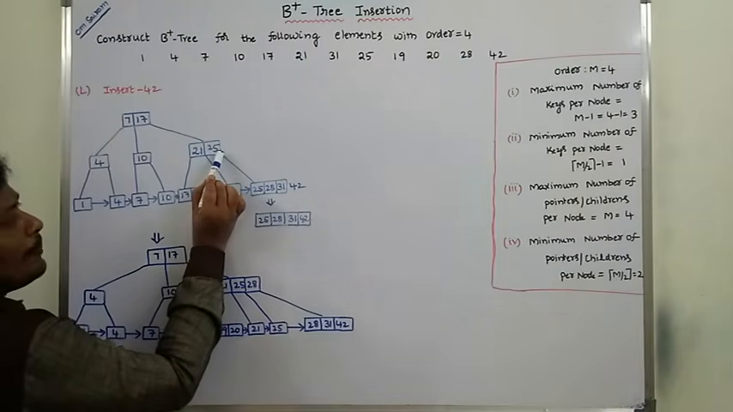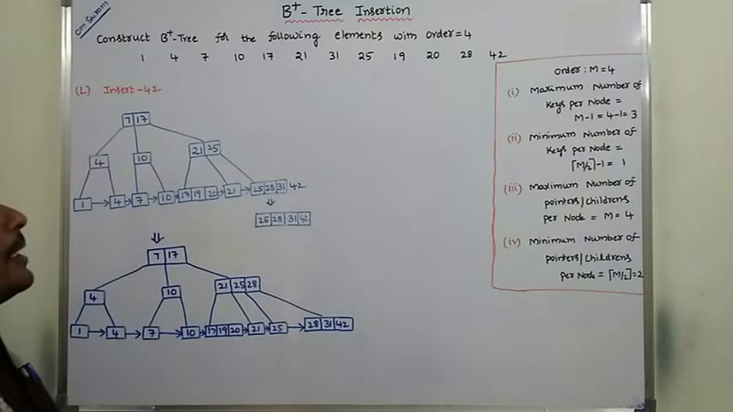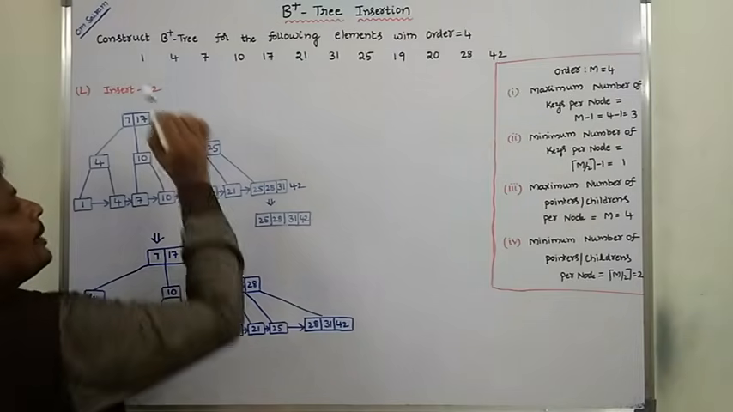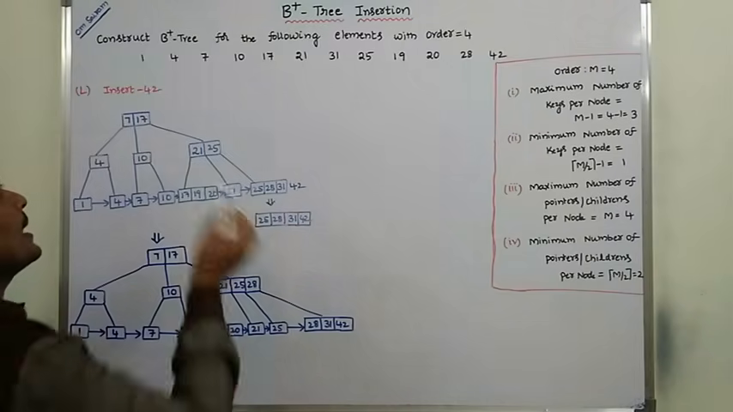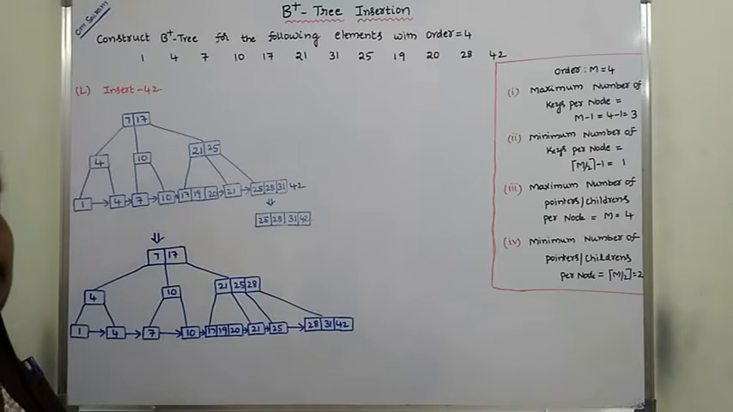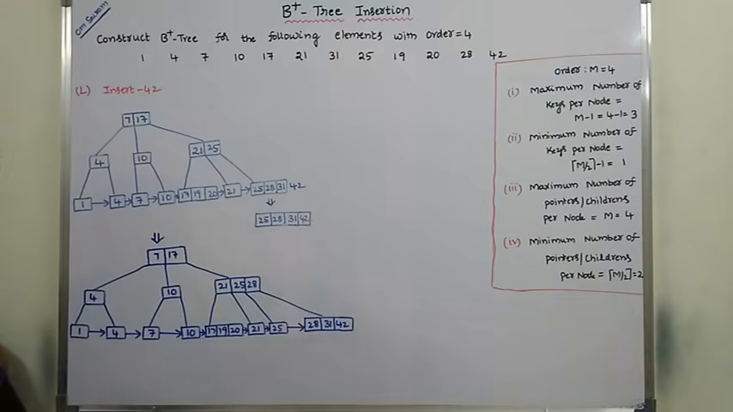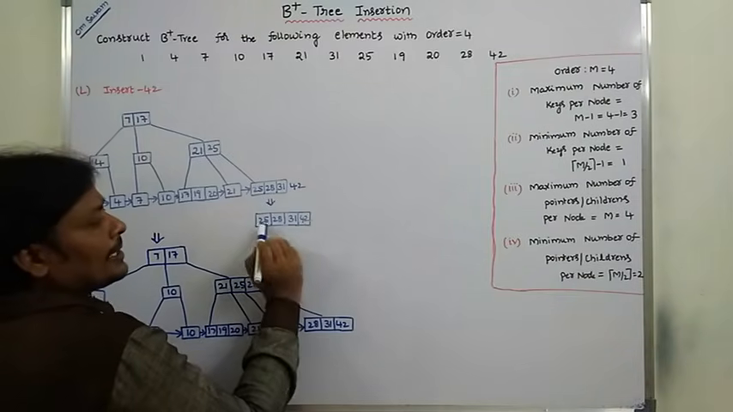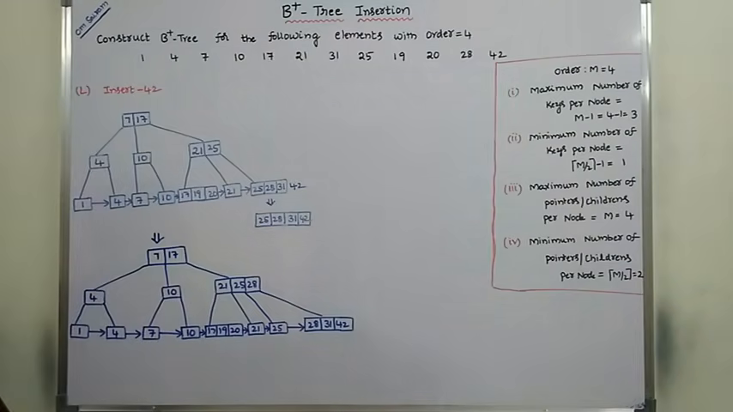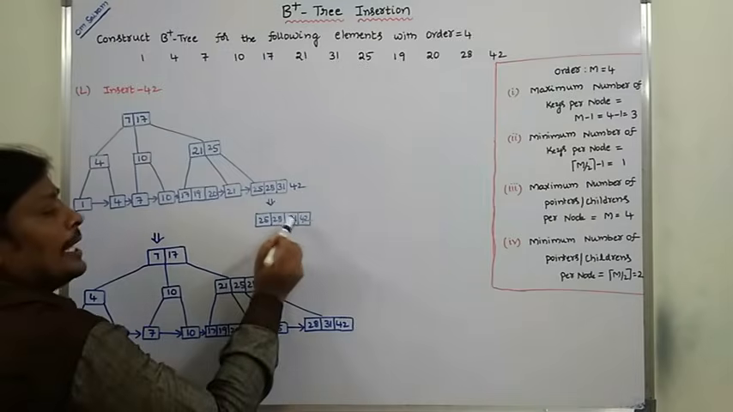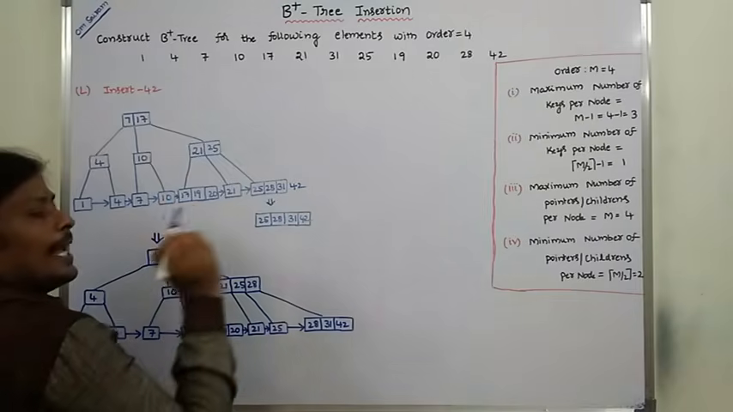So go to the right pointer of 25, which points to a right subtree that contains the node 25, 28, 31. Now 42 is compared with 25, it is greater. 42 is compared with 28, it is greater. 42 is compared with 31, it is greater. So 42 can be inserted to the right of 31. After inserting 42, this node violates property 1. The maximum number of key elements for a node is 3, but this node contains 4 key elements, so this is an invalid node.